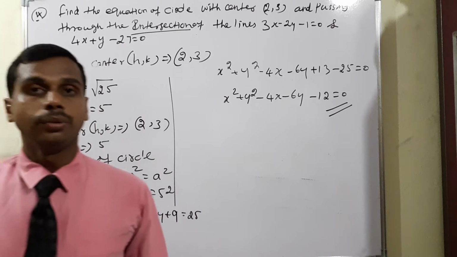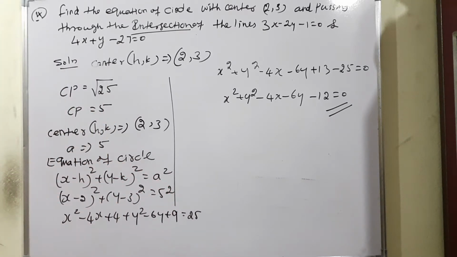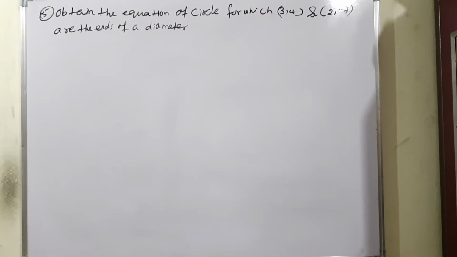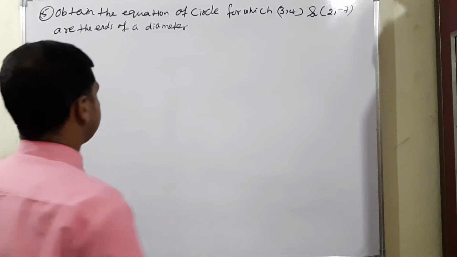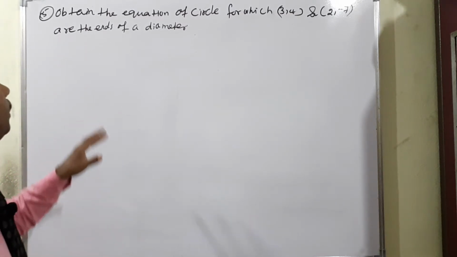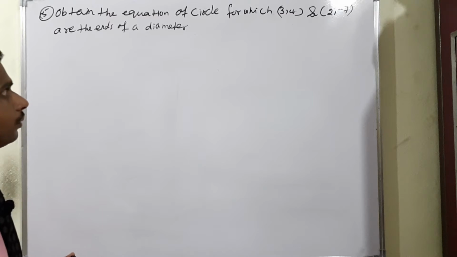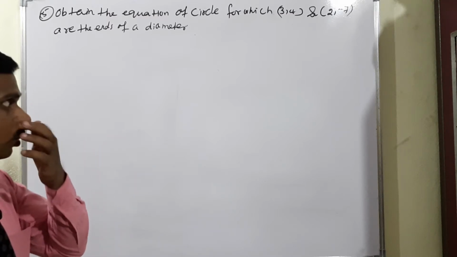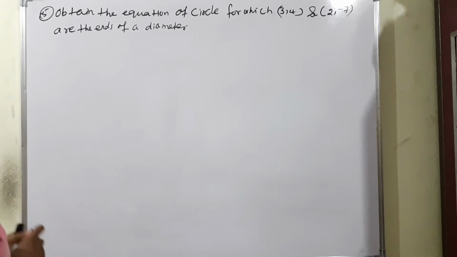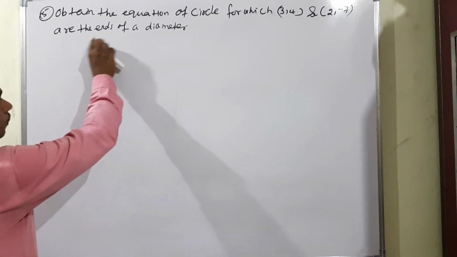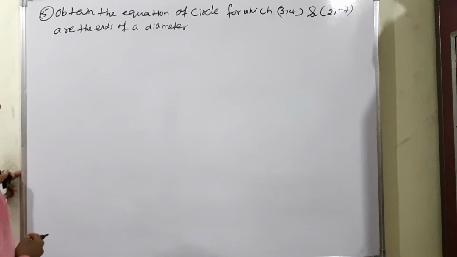Okay, I will continue the next question. Question number 5 from exercise 5.1. Question, obtain the equation of circle for which given 2 points. First one 3, 4, second one 2, minus 7. Both the points are the ends of a diameter.